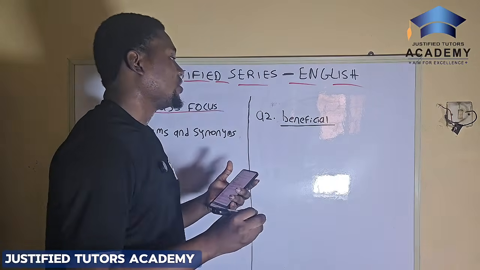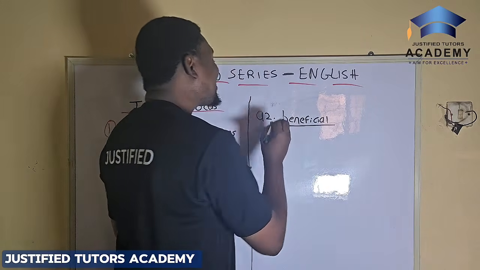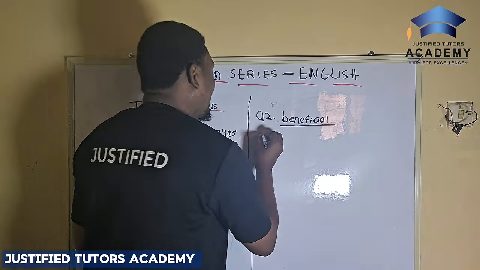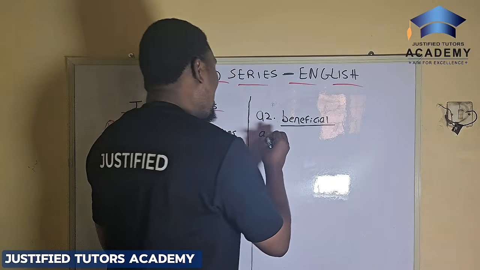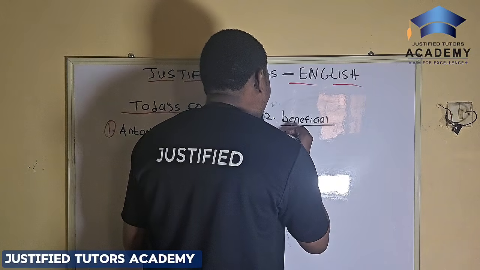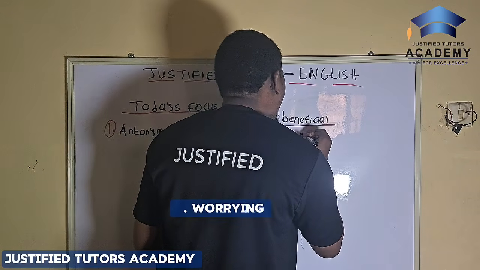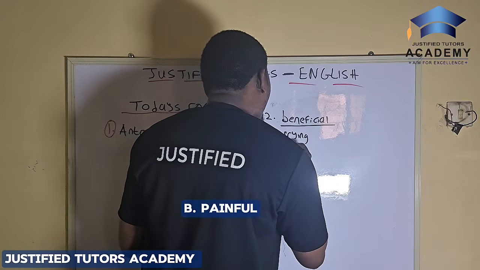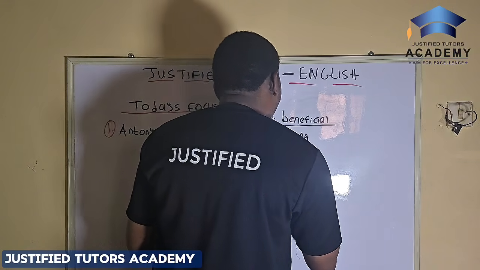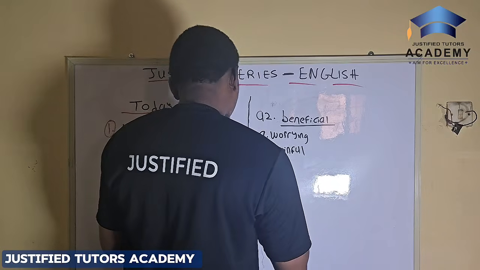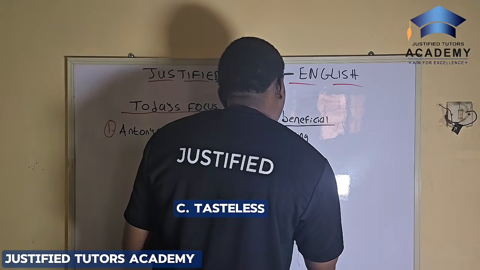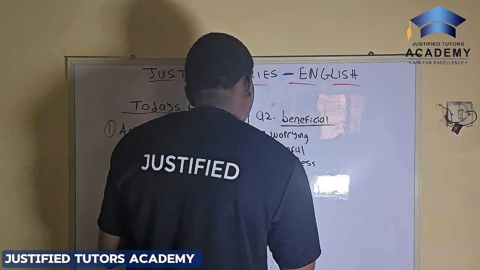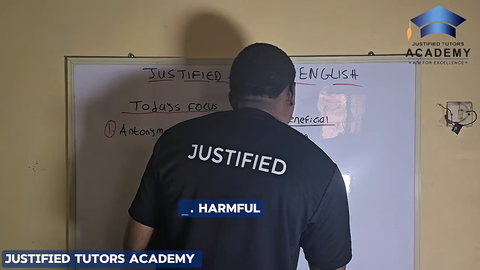So you get? Now, the first thing to do is to know the meaning of beneficial. But then, let's take our options. A is worrying. B is painful. Then we have C is tasteless. And then D is harmful.